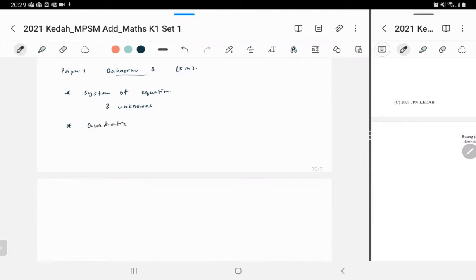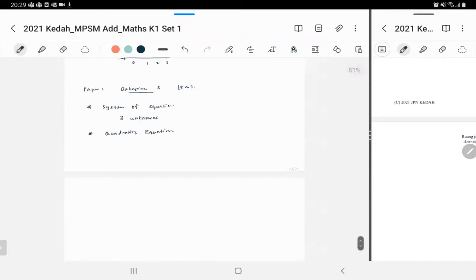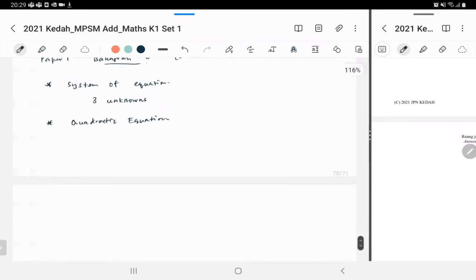Quadratic equation is like the bahagian A also lah. You will have a quadratic equation and then the vertex form asking you to find the maximum or minimum point, or SOR, POR, it will be here lah. Okay, and then another one is trigonometry. And then AP or GP questions, and also function questions in bahagian B.